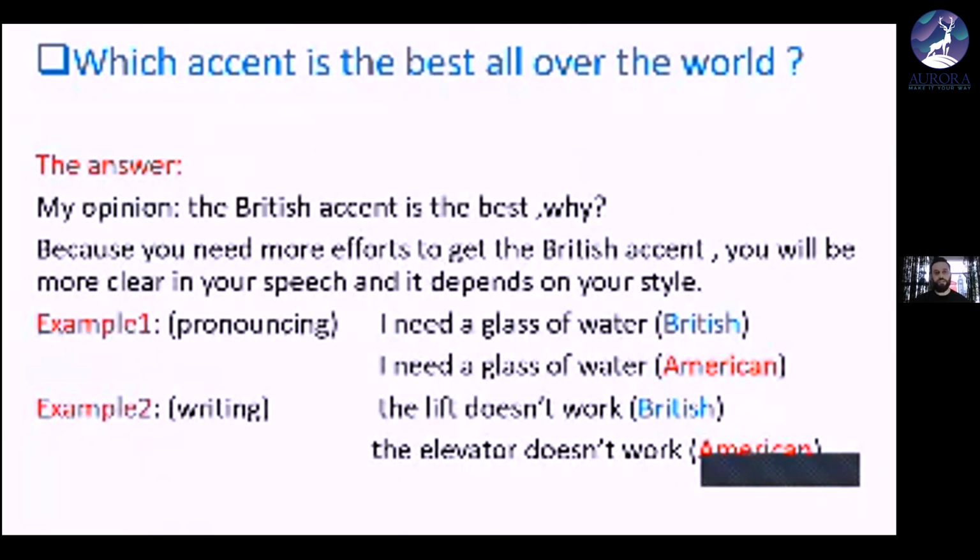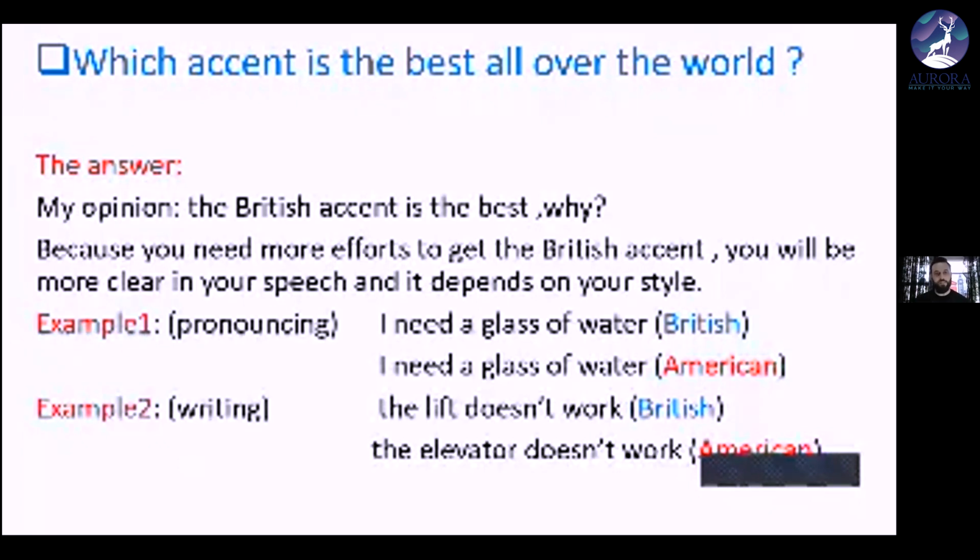This is the second question you can think about in your mind, which is, which accent is the best all over the world? Let me think about the best accent for me, or the best accent all over the world, in order to take it, to learn it, to speak it at least. The answer, we have many opinions here. We have the tutor's opinion, I mean the teacher. It's me, Isaac, okay? And for the other opinions, let me discuss that.